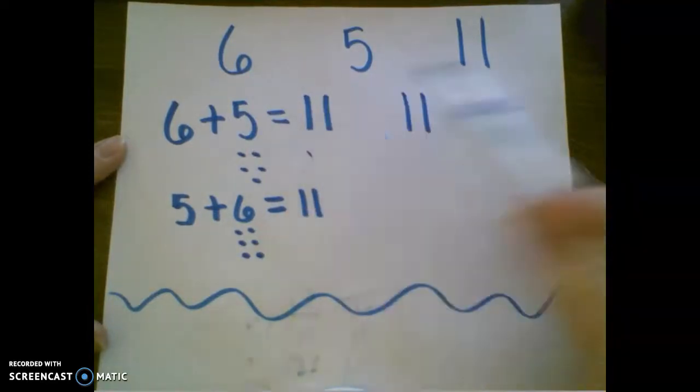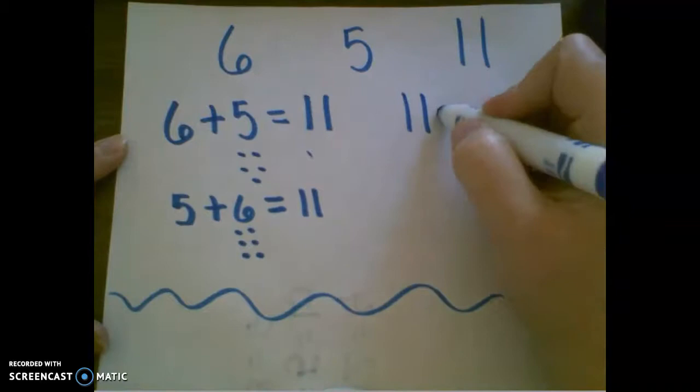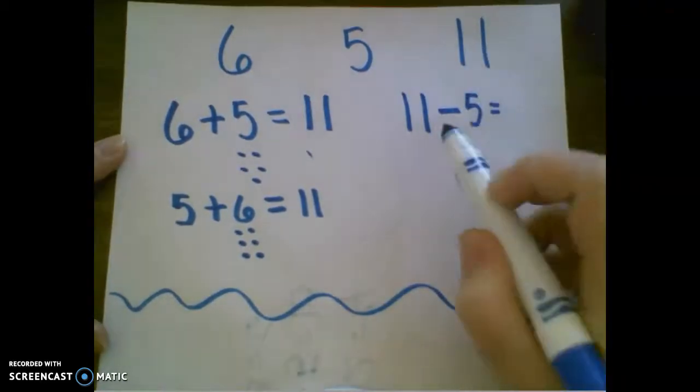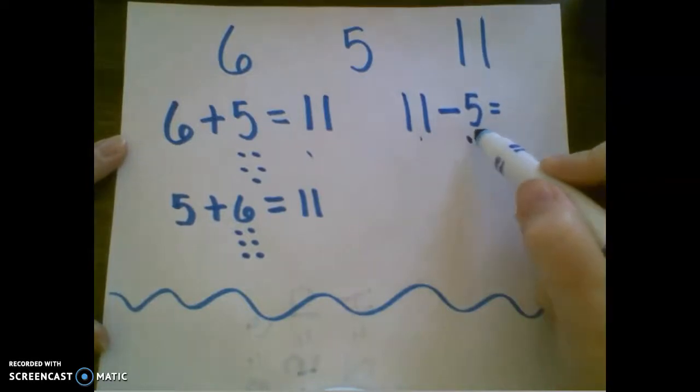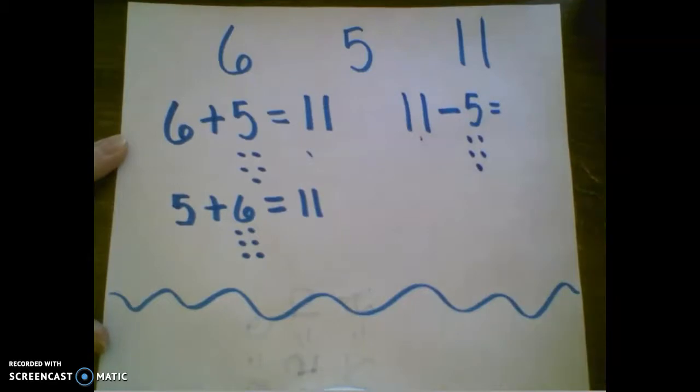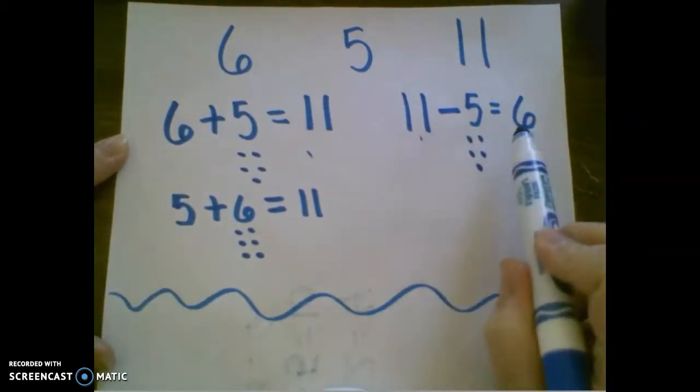So that means I must have to subtract. So if I started with 11 and I subtract 5, 11, 10, 9, 8, 7, 6. That equals 6. So this is another equation in my fact family.